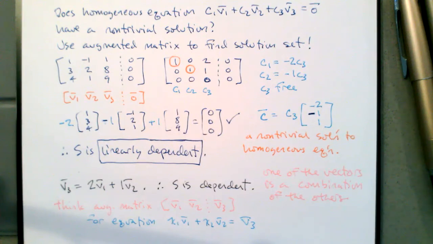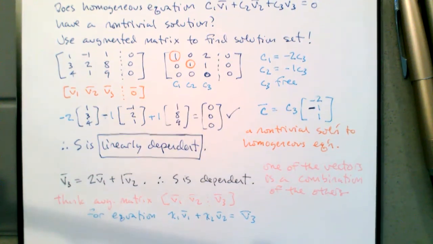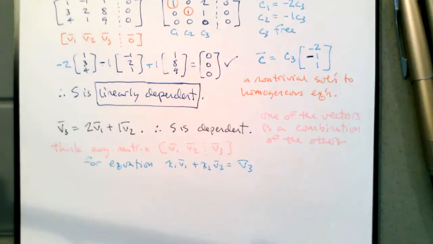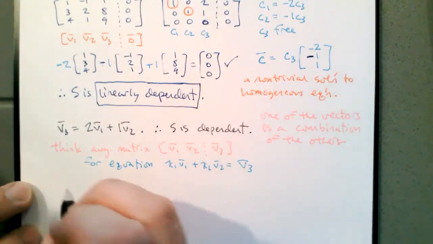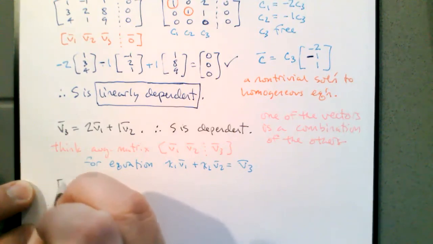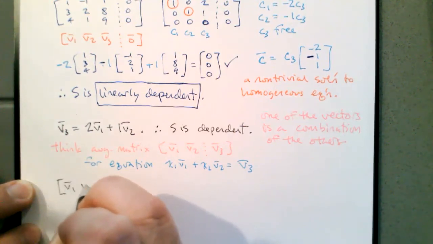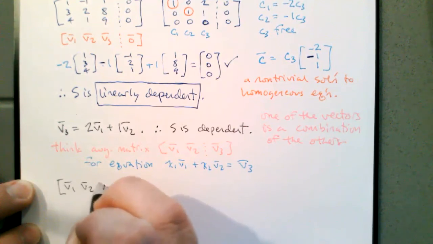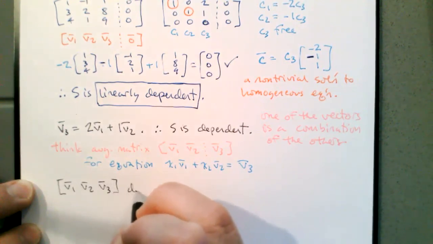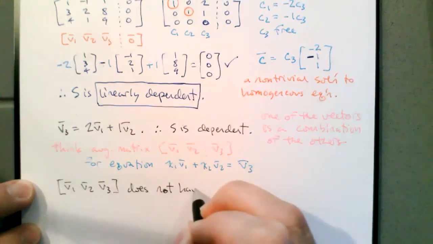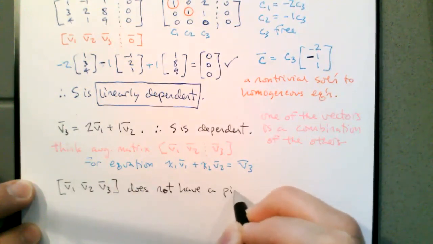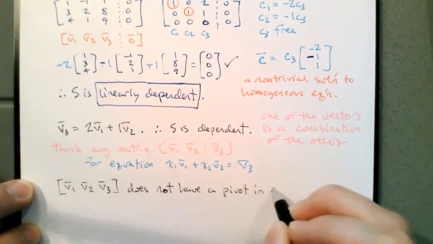Another way that we can justify this is with pivots. This is going to be our other favorite way to do this. So the matrix V1, V2, V3 does not have a pivot in every column.